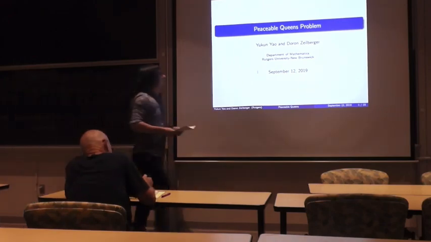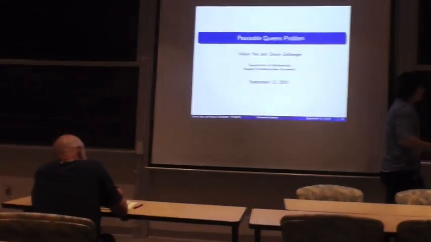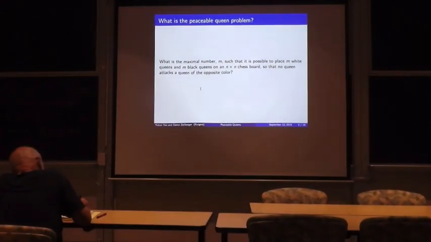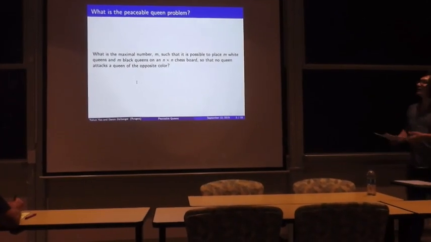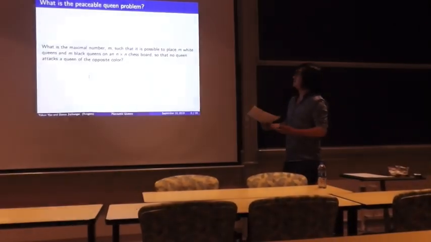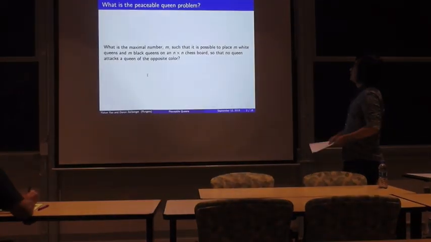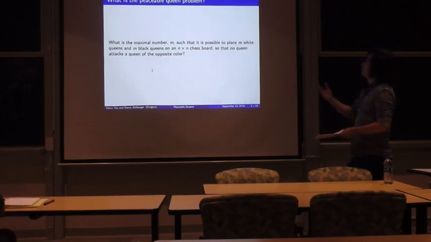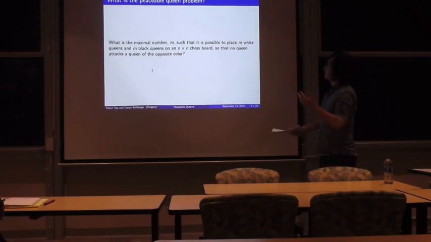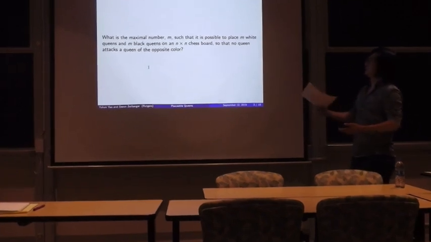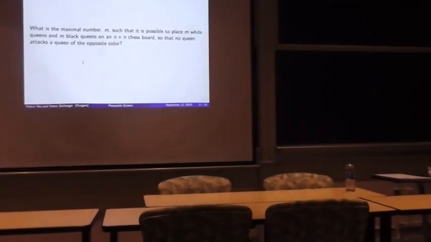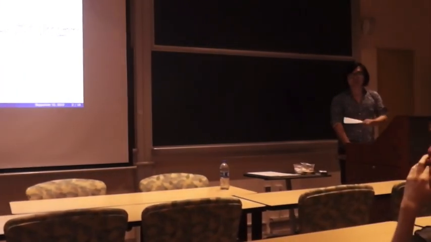Okay, so first let's look at what the Peaceable Queens problem is. The problem is: what is the maximum number n such that it is possible to place n white queens and n black queens on an n by n chessboard so that no queen attacks the queen of the opposite color? We have some pictures from Dr. Sloane's paper.